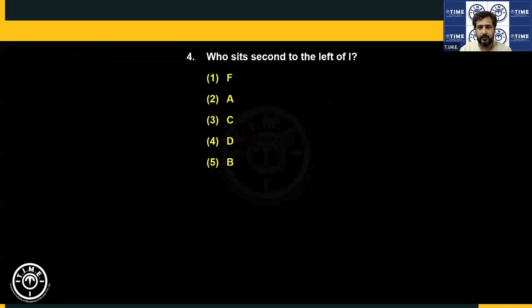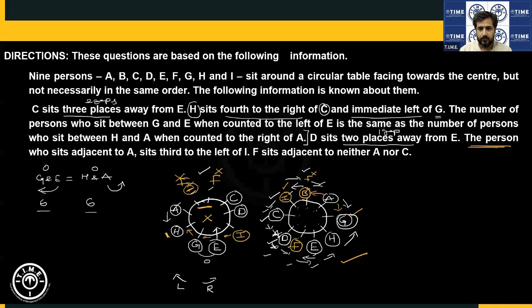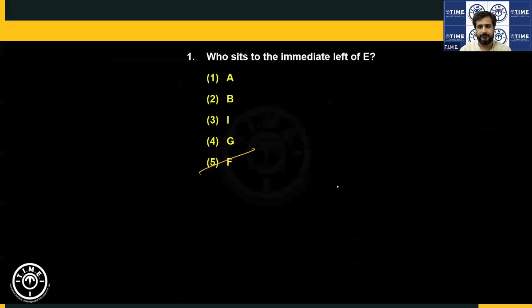Who sits second to the left of I? I is here. First left, and in second left, who is there? A is there. A, choice 2. Okay. Now move to the next set.